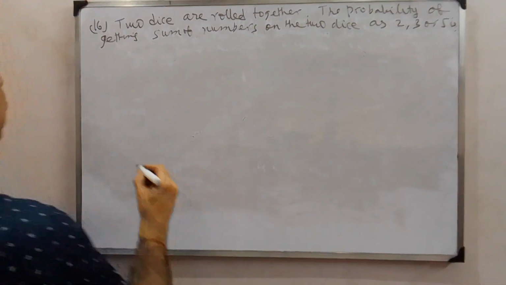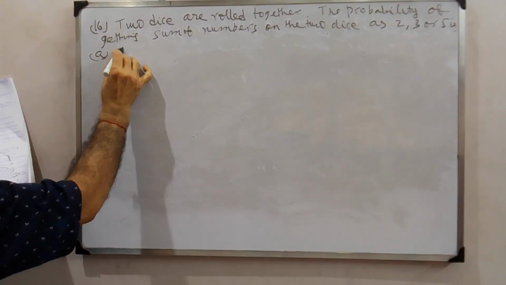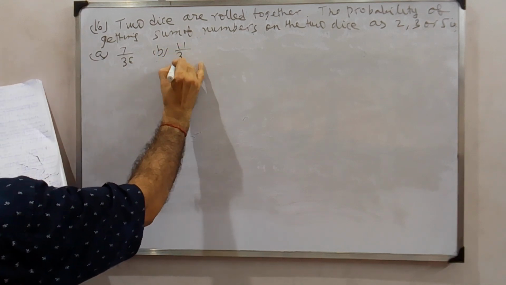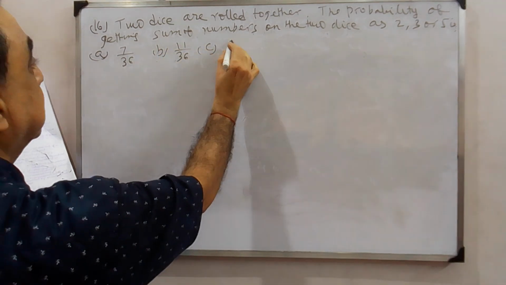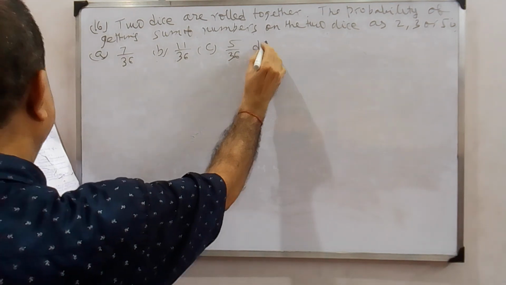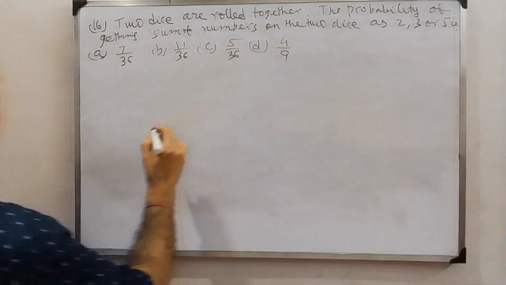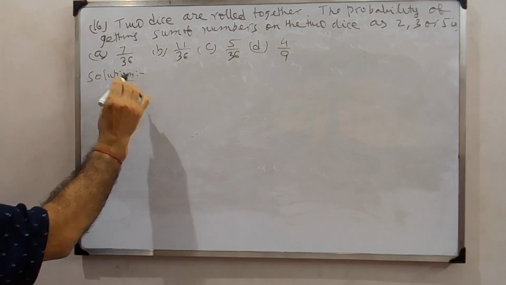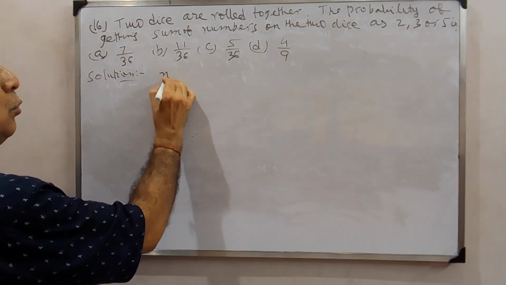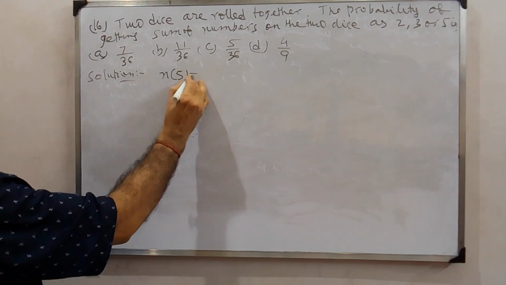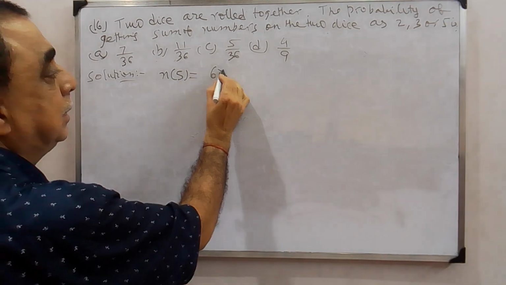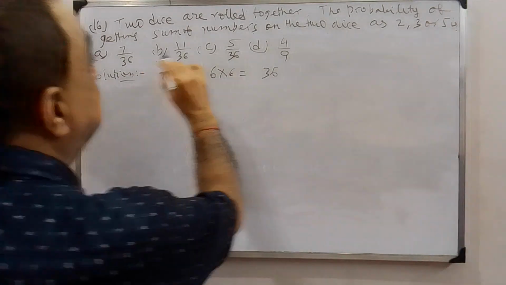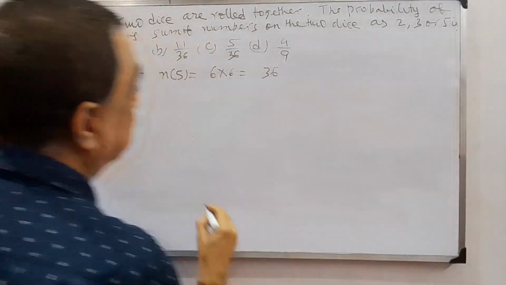So see here, the 4 choices are given. A is 7 by 36, B is 11 by 36, C is 5 by 36, and D is 4 by 9. Now see here, how will we do it? When 2 dice are thrown together, the total possible outcomes is 6 multiplied by 6, which equals 36. Now we want the sum as 2, 3 or 5.